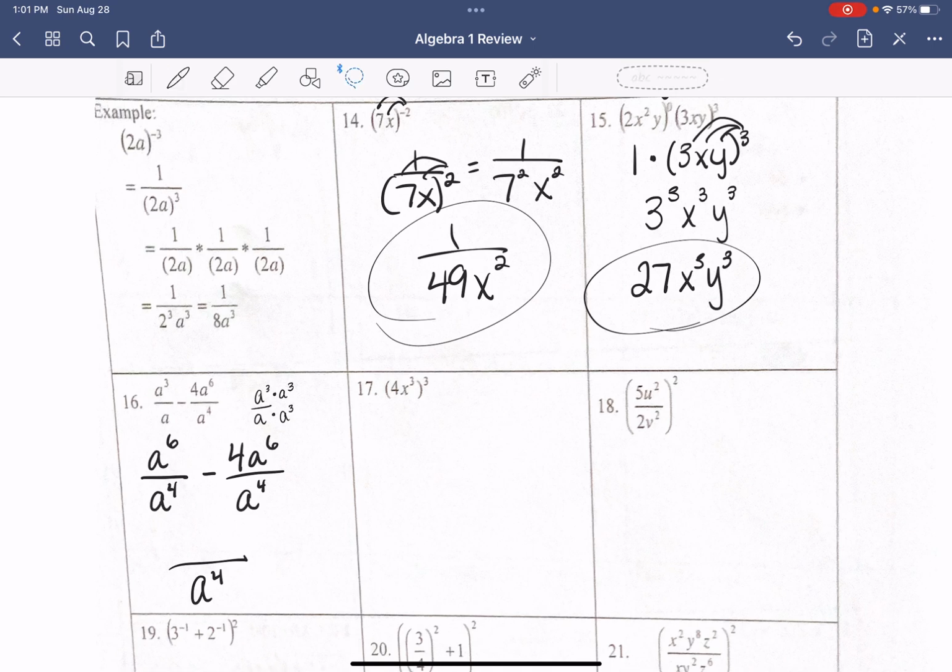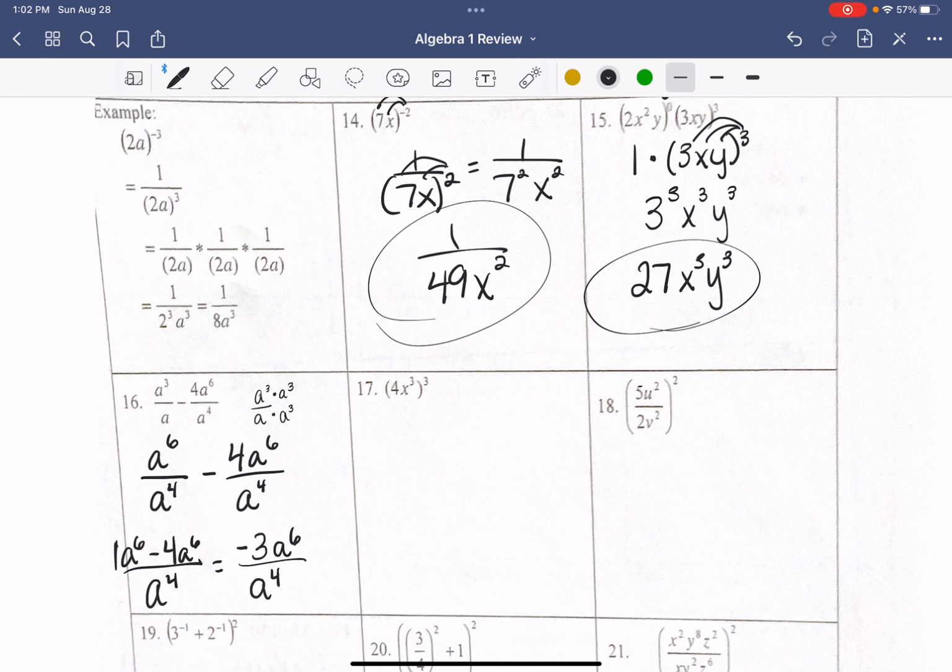Just for the sake of anybody who's watching this, I'm going to write this out in my numerator. But what is going to happen is, because we have a to the 6th power and a to the 6th power, those are like terms. So this turns into a -3a to the 6th power, because this has a 1 hidden in front of it. So this is over a to the 4th power.